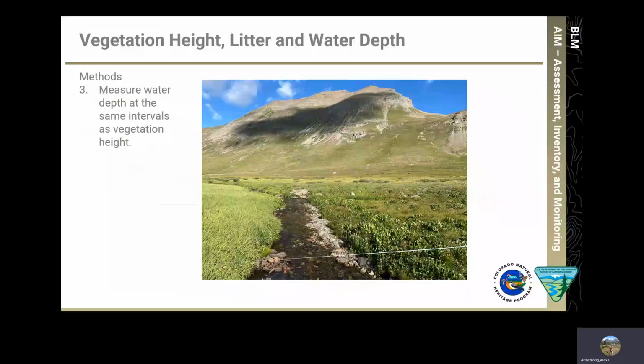Next, measure water depth at the center of the 15 centimeter radius used for vegetation height. Measure water depth from the top of the water to the ground surface. Where no water is present, mark 0 in the water column of the datasheet.